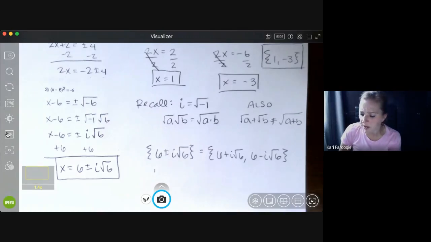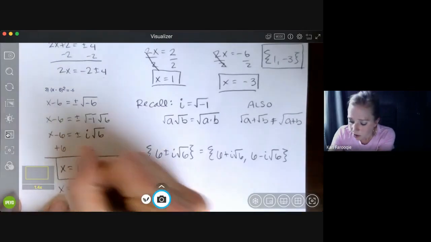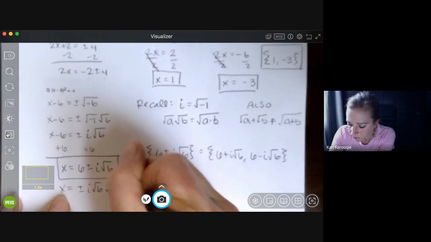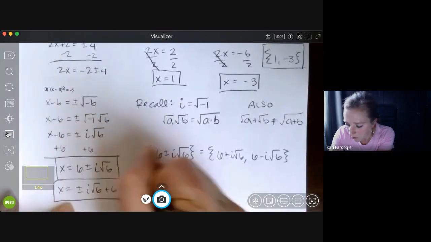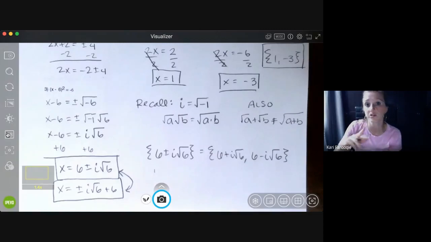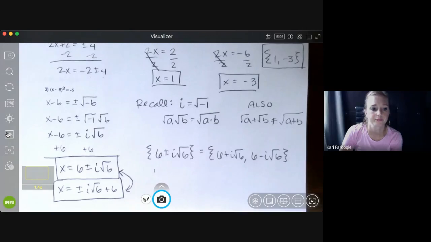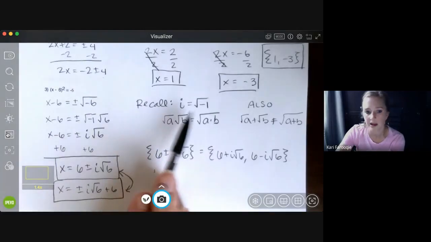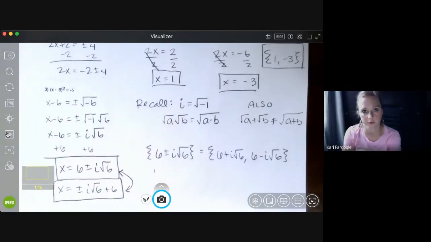Sometimes students also ask, can I leave the i term as the first term? Absolutely. This means the exact same thing as that. These two are equivalent expressions. You can always commute your terms when you're adding and subtracting. Okay, so a lot of review is going on here, especially with these complex numbers, which some of you probably haven't seen in a while. As long as we remember that i is equal to the square root of -1, we should be pretty good.